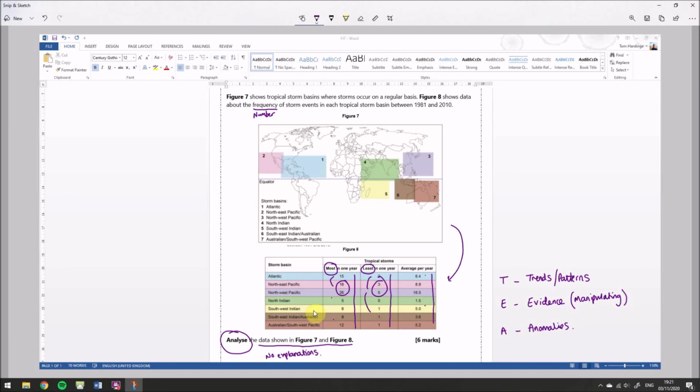As I said before, we don't need to worry about trying to explain the patterns. So I'm not expecting you to be able to tell me why one ocean basin might get more or fewer storms. We're not interested in that. This is a purely skills-based task where we really want to unpick as many of the trends and patterns that we can see in this data as possible.